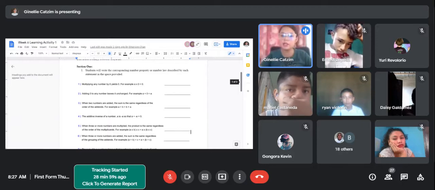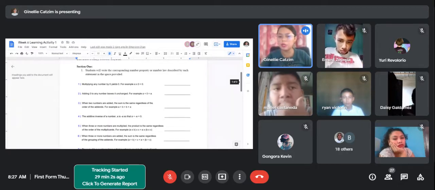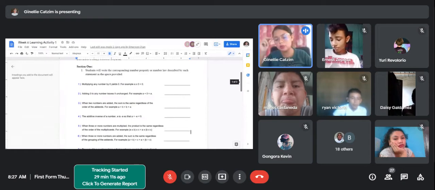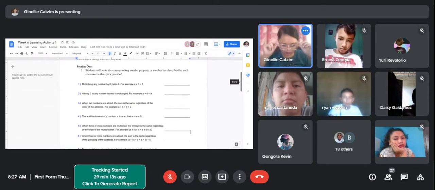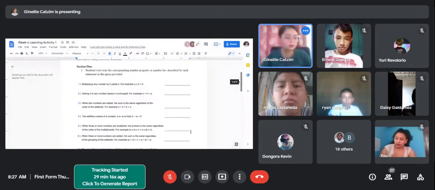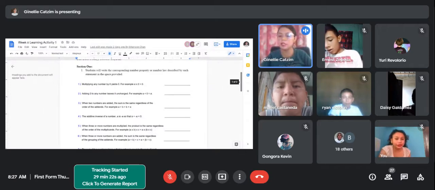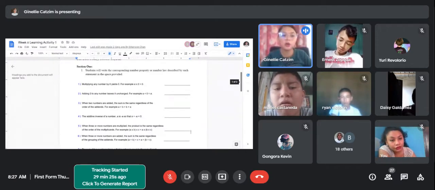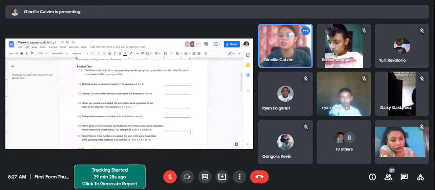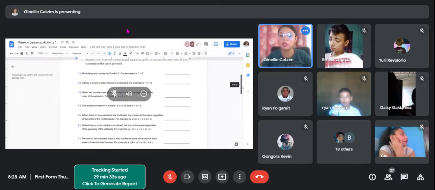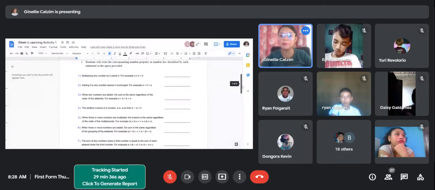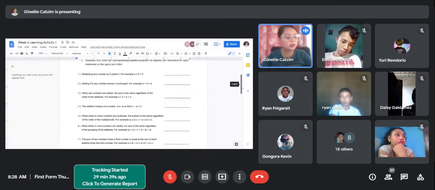So multiplying any number by 0 yields 0. For example, a times 0 equals 0. Which number property or number law is that one? Remember, guys, this is your work, so start sharing, start to make some annotations so that you finish your work on time. We can solve this together.